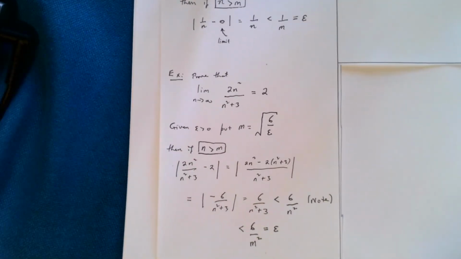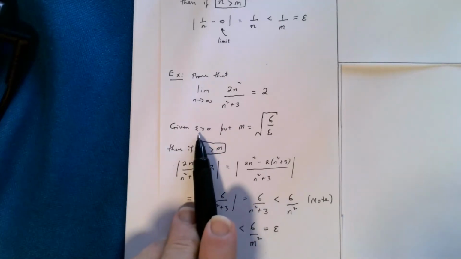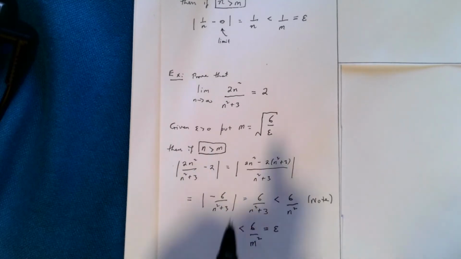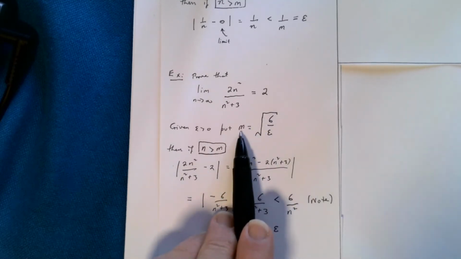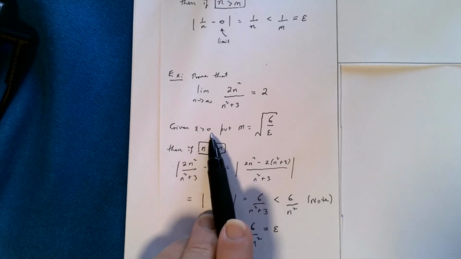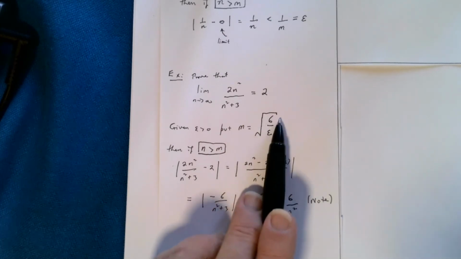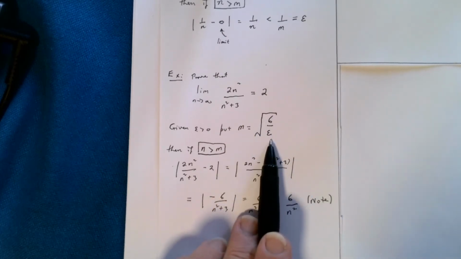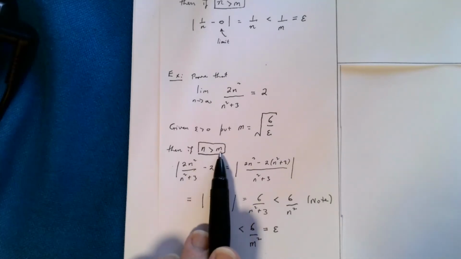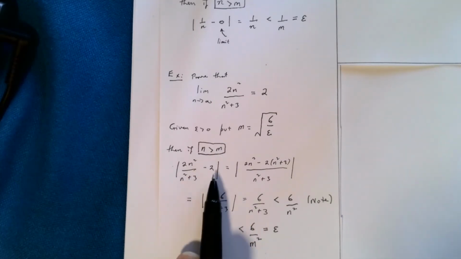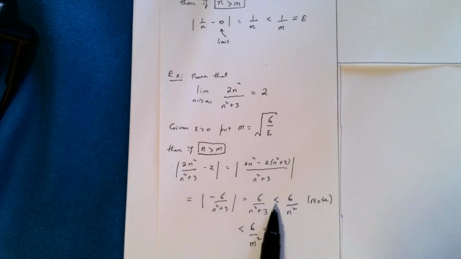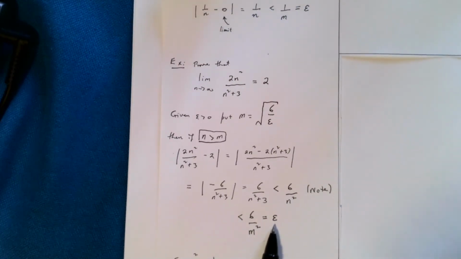And I've now satisfied the definition. The definition was, I tell you how wide the band is, I tell you the epsilon, you tell me how far I go. So if epsilon is 0.1 or something, then I say 6 over 0.1 and take the square root of that, and that's how far I have to go out. So that if I go beyond there, the difference between the sequence and its limit is less than epsilon, and that's the width of the band. So the definition is satisfied.